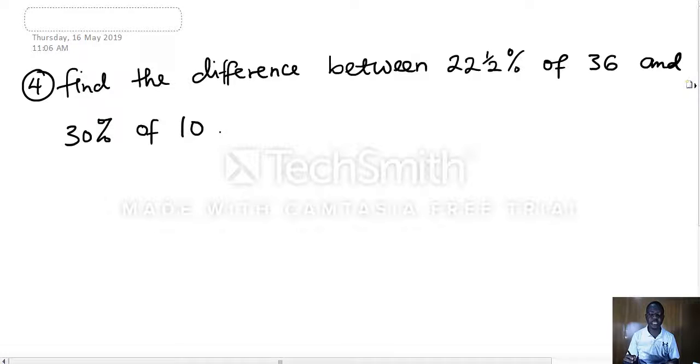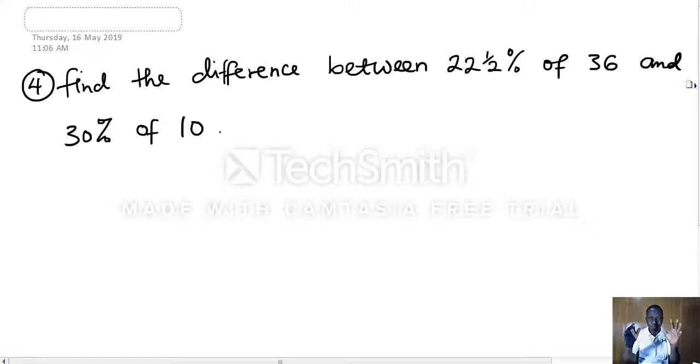Question 4 says we should find the difference between 22.5% of 36 and 30% of 10. Difference between 22.5% of 36 and 30% of 10. Meaning, get 22.5% of 36, keep it, and 30% of 10, keep it, then find the difference between the two.